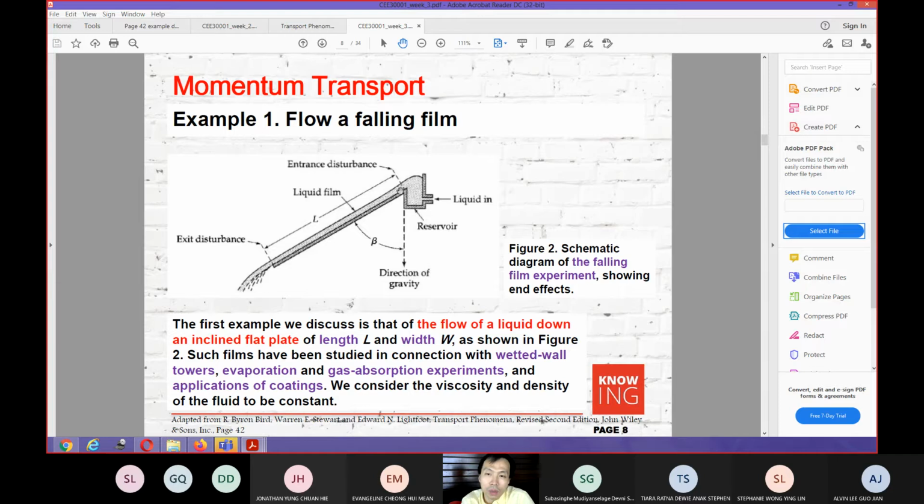In this particular example, we want to show you the role of the pressures and of the gravity forces, and also how we use the Cartesian coordinates to show this particular problem.